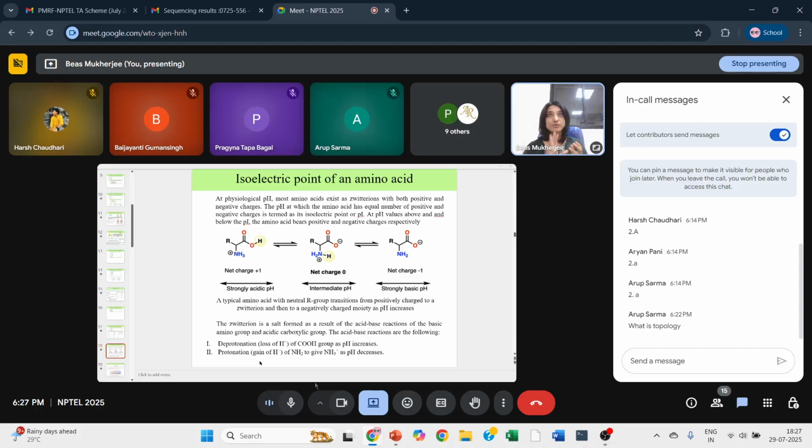What is a zwitterion? A zwitterion means it is in a particular chemical state in which the net charge on this amino acid is 0. Net charge is 0 means that there can be positive groups, there can be negative groups, but the number of positive groups is equal to the number of negative groups.